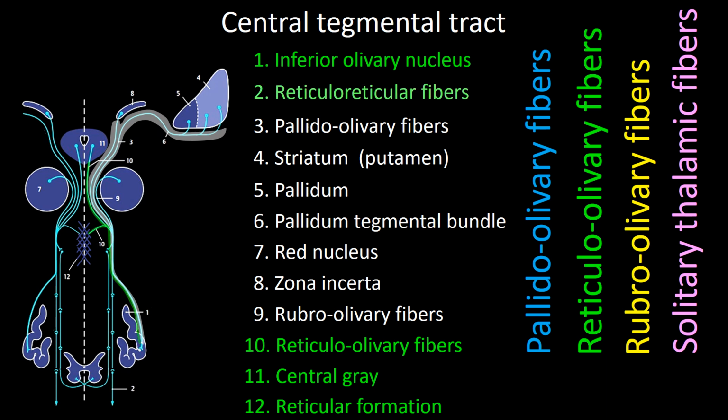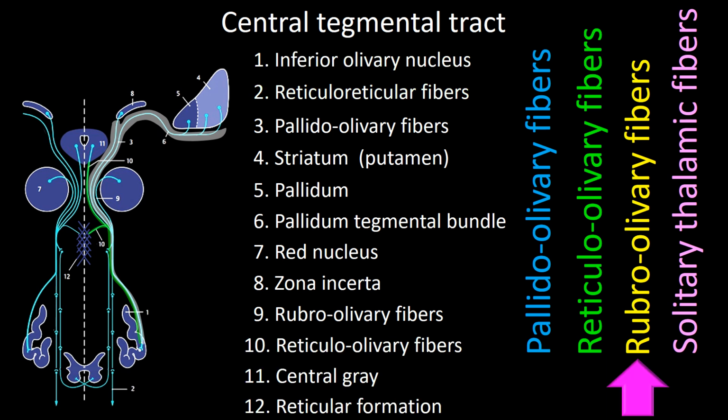The reticular fibers are a chain of short reticular neurons that, departing from the reticulo-olivary tract, reach the anterior horn cells. In this frame, I have traced the course of the reticulo-olivary fibers from their dual origin to the inferior olivary nucleus. Next, we will address the rubro-olivary fibers.